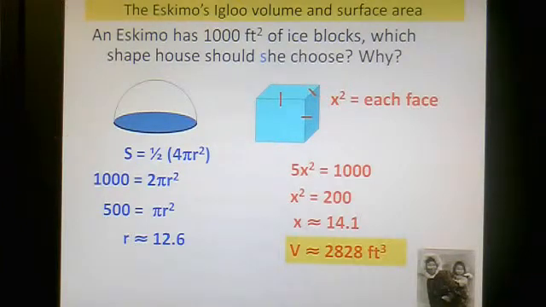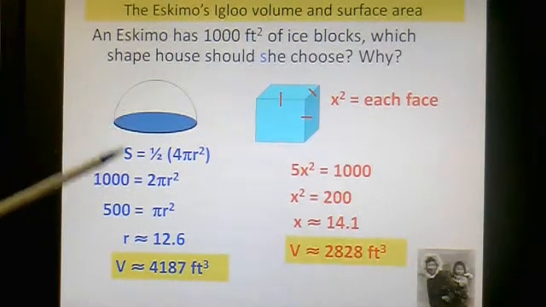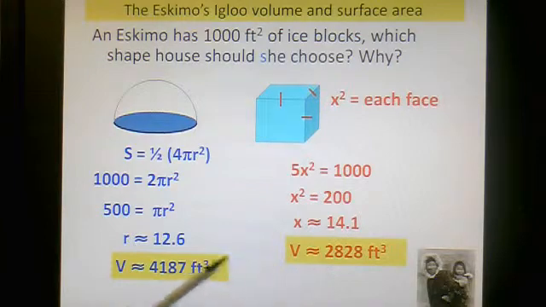And then over here, to find the volume of a hemisphere, it's that 4/3 pi r cubed, but you only want to take half of that. So 4/3 pi r cubed for the volume, divided by 2 at the end. Or you could do 2/3 pi r cubed. Some people did that. You see you get a much larger volume for the hemisphere. Much larger. So that's why people love igloos, I guess.